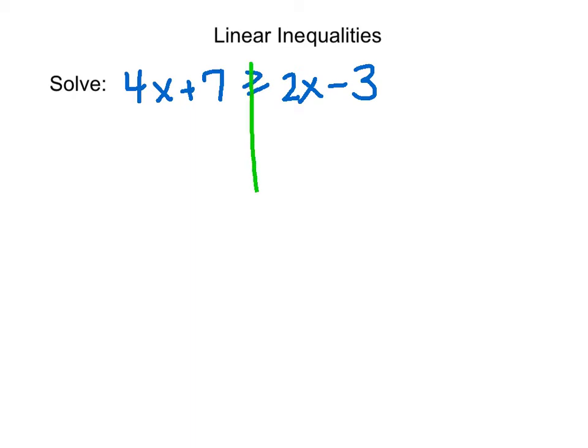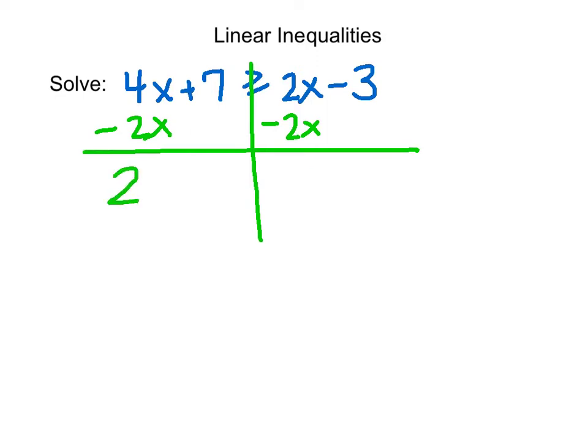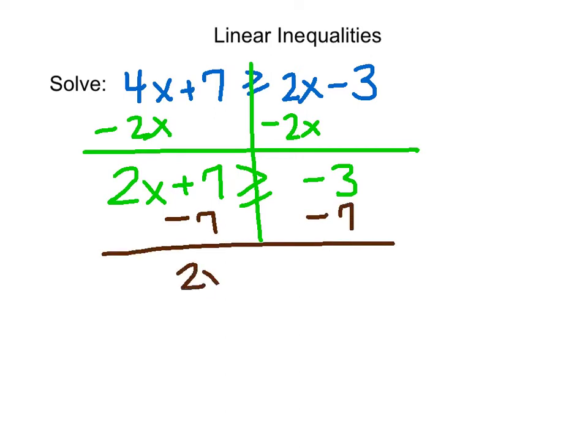I'm going to draw a line to separate the two sides of my inequality, and I'm going to solve it just as I would a regular equation. I begin by getting my like terms together, and I have x's on each side. So I subtract the 2x, doing the opposite operation of adding over here, and I get this, bringing down the negative 3. Then I subtract 7 from each side, because 7 is a like term with the negative 3, which gives me 2x is greater than or equal to negative 10.